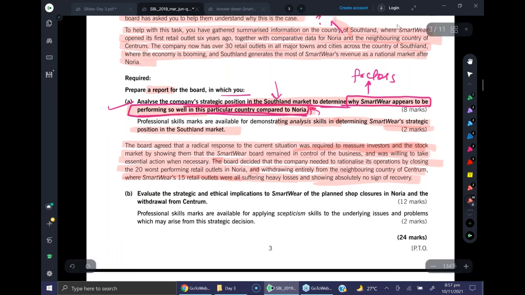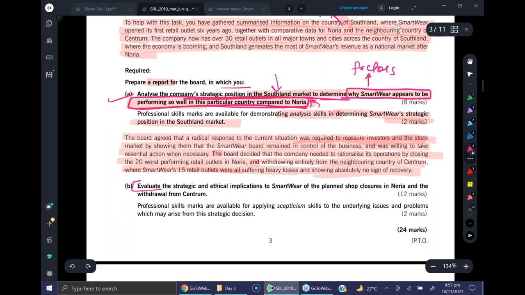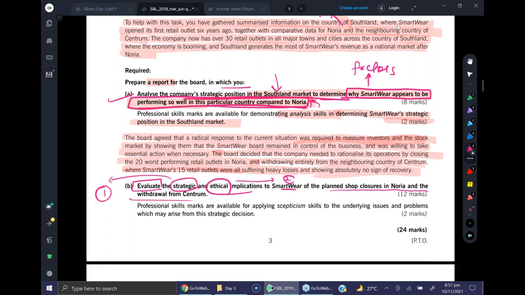So what are we supposed to discuss? We have to evaluate the strategic and ethical implications. So number one, strategic, number two, ethical implications to Smartware of the planned shop closures in Noria and the withdrawal from Centrum. So just be careful. Do not overemphasize ethical issues only. Talk about strategic issues.